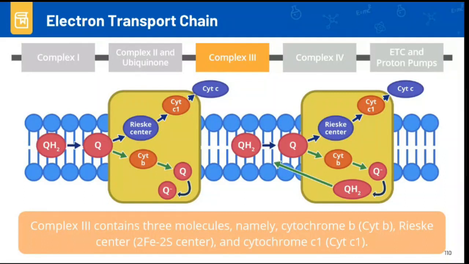Cytochromes are proteins that contain a heme group containing an iron atom. The iron atoms in the cytochromes are responsible for receiving and donating your electrons. Okay? Cytochromes also differ in the number of their heme groups. The CYTB contains two heme groups, whereas your CYTC1 has only one. Okay? So that's why you write from the word C1.